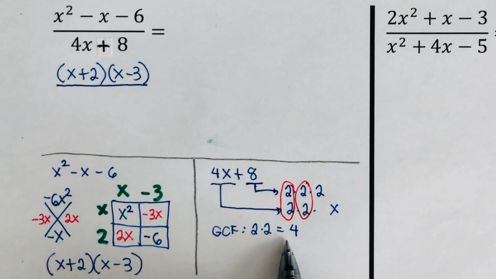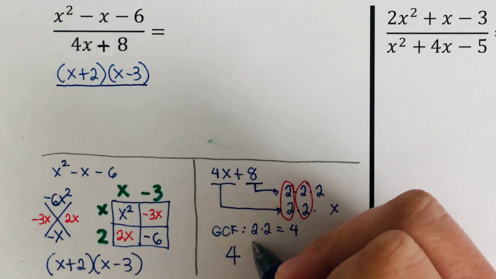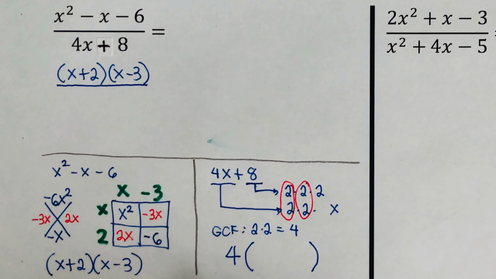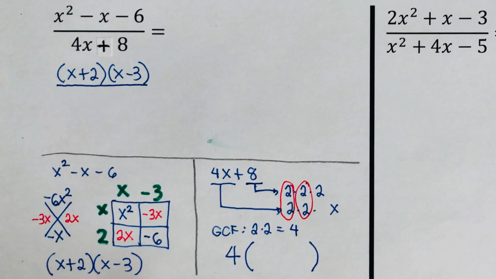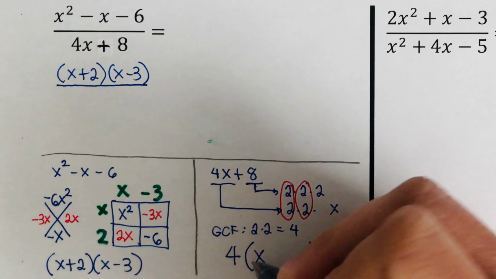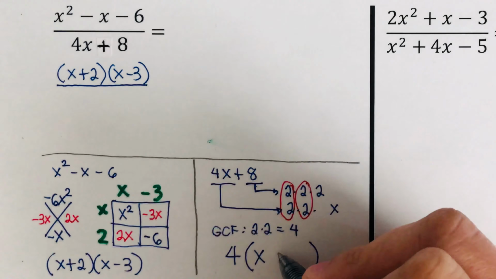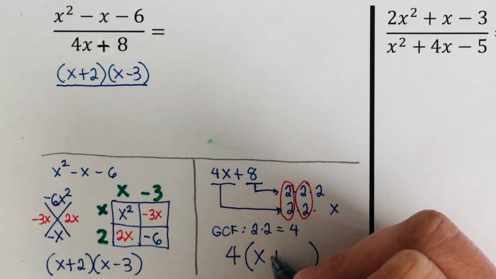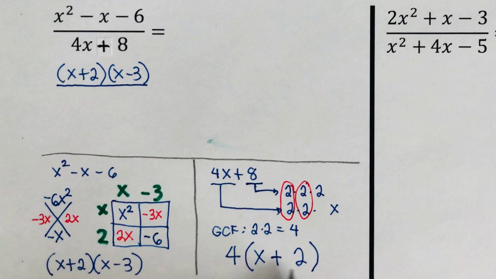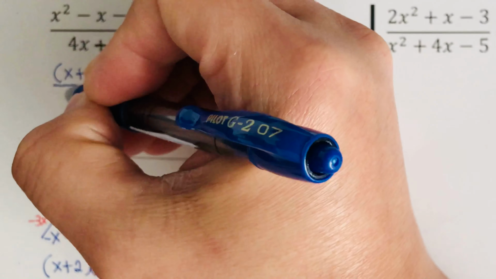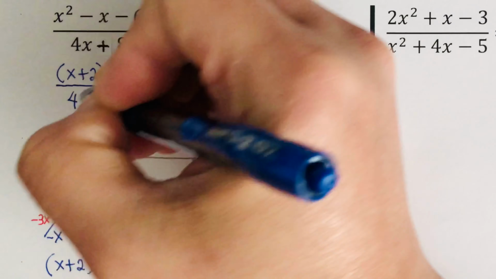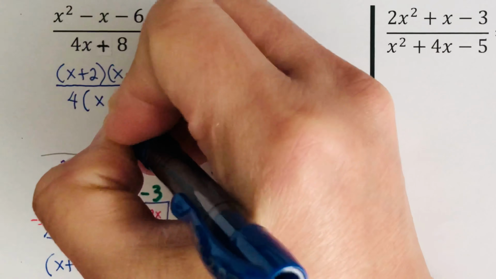So we're going to factor out 4. Then we write the parentheses, and we determine what to write inside the parentheses so that if we multiply that by 4, it will come out 4x. That would be x right here. So 4 times x is 4x plus, that would be 2, since 4 times 2 is 8. Then we can go ahead and rewrite this up here as 4 times x plus 2.